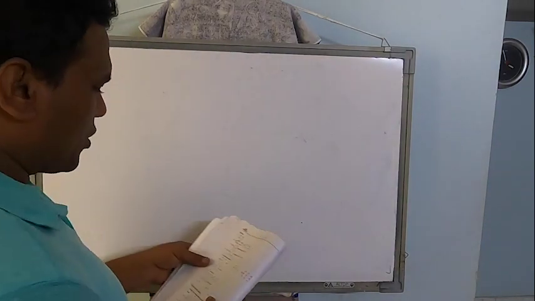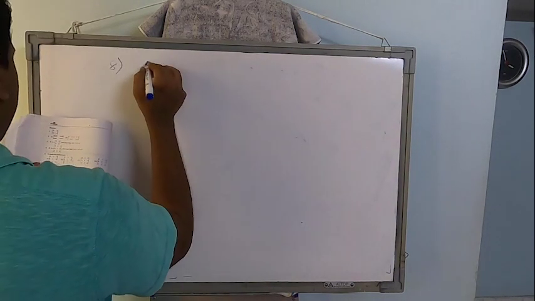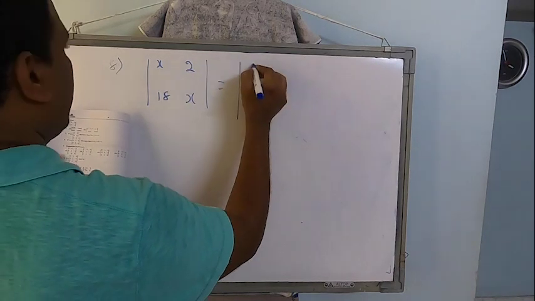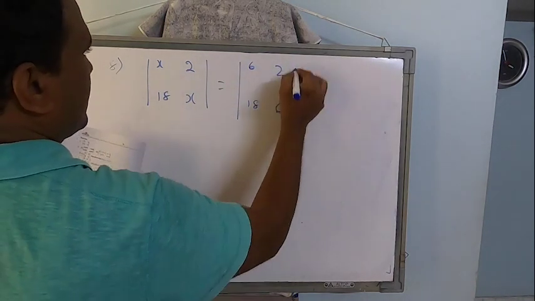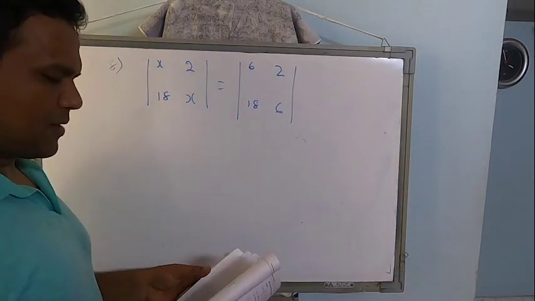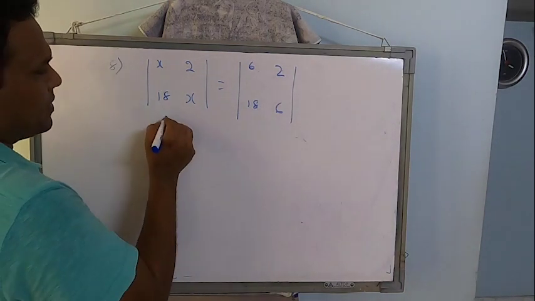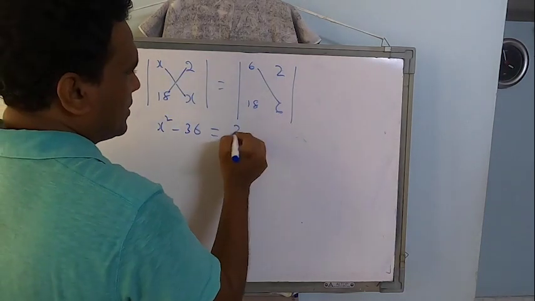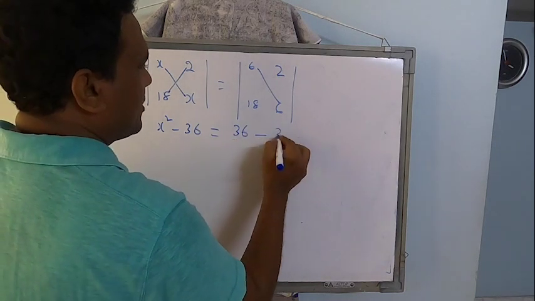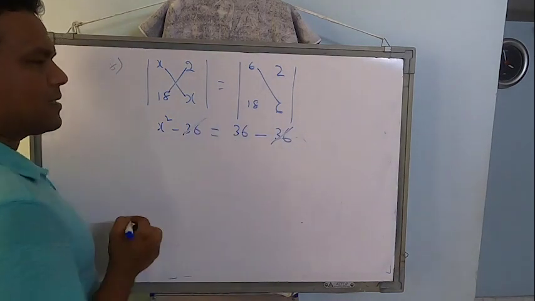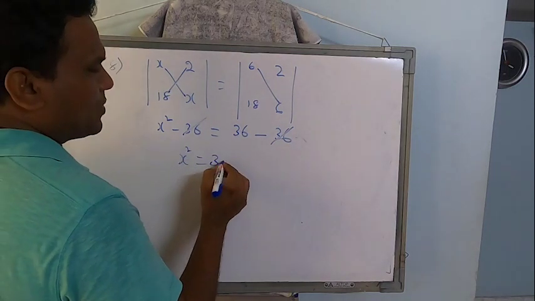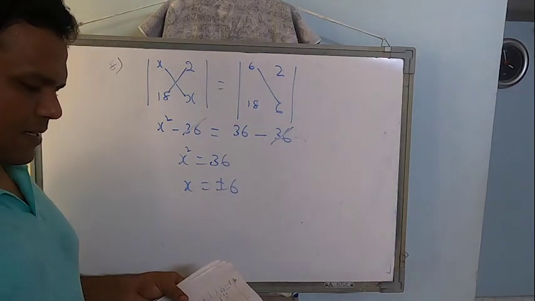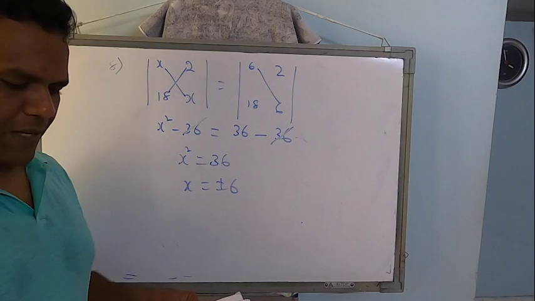Now there is one objective problem, problem number 8. Determinant x, 18, 2, x equal to determinant 6, 18, 2, 6. Then find the x value. Four options are given to us. Let us expand this. x square minus 36 equal to 36 minus 36. Correct, right? Minus 36 and minus 36 get eliminated. x square equal to 36, or x equal to plus or minus 6. So which option includes this? It's option B.